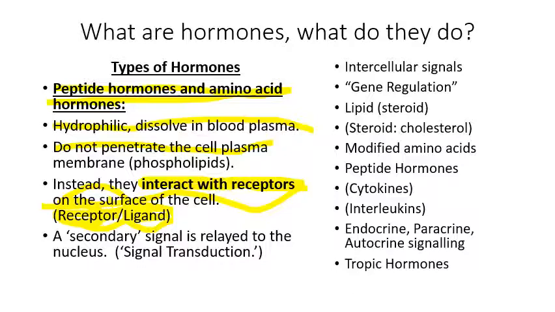And the process of relaying signals from receptors on the surface all the way to genes in the nucleus is a branch of biology that's referred to as signal transduction. So signal transduction refers to basically relaying a signal from the cell surface to the nucleus. That's called signal transduction.